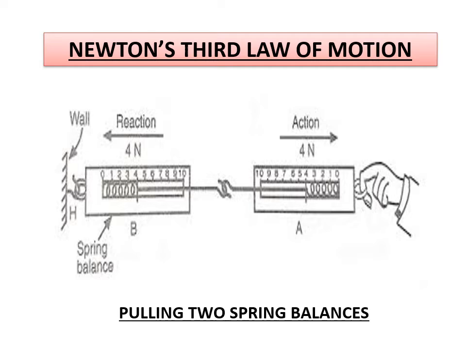That means the force of action on spring balance A is to the right and the force of reaction on spring balance B is to the left. So the forces of action and reaction are opposing forces. These forces of action and reaction are acting on two different objects. If action is on A, reaction is on B.